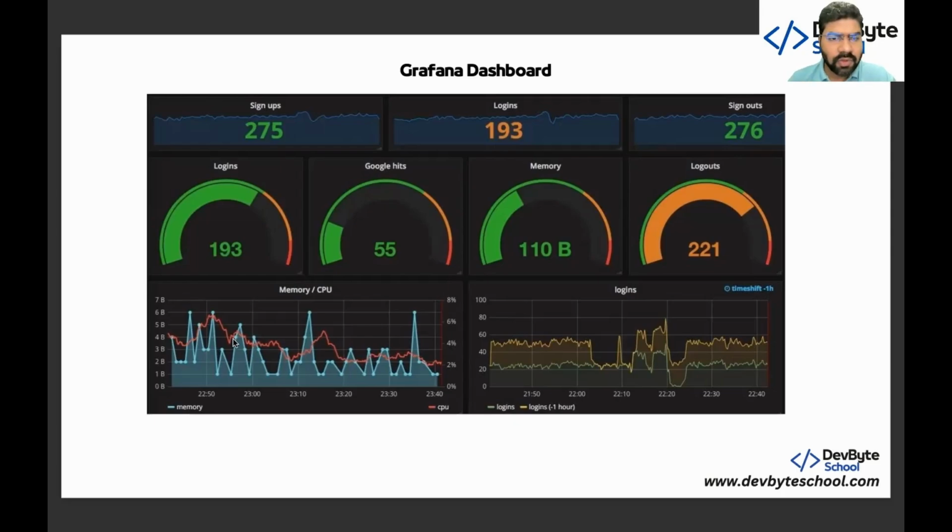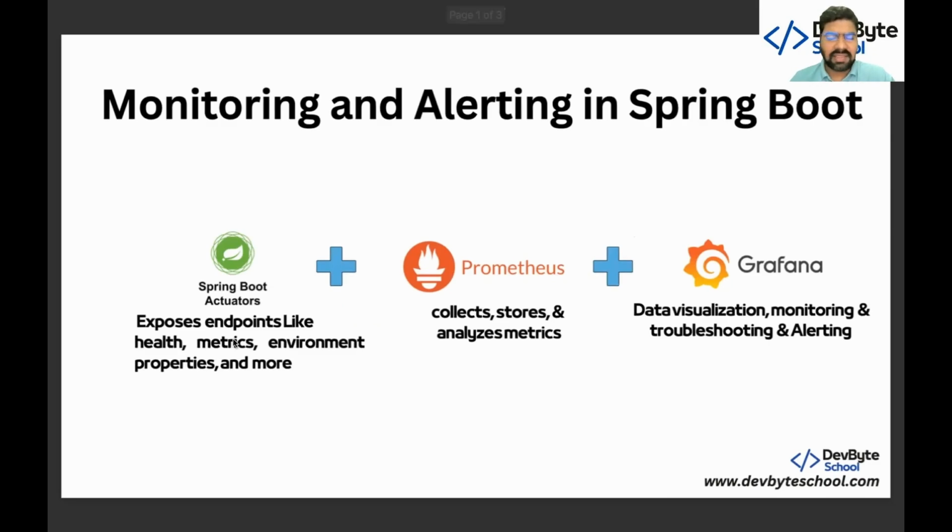So that is the basic theory about the three technologies. Actuator is used to expose endpoints, Prometheus is used to collect all that data, and Grafana is used to visualize everything, and we can set alerts also. Let's jump to the implementation.